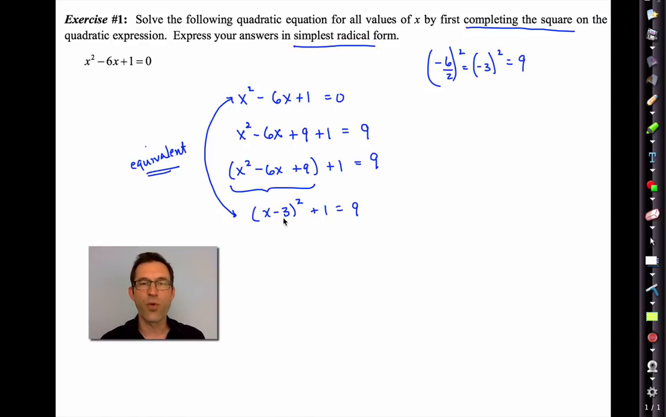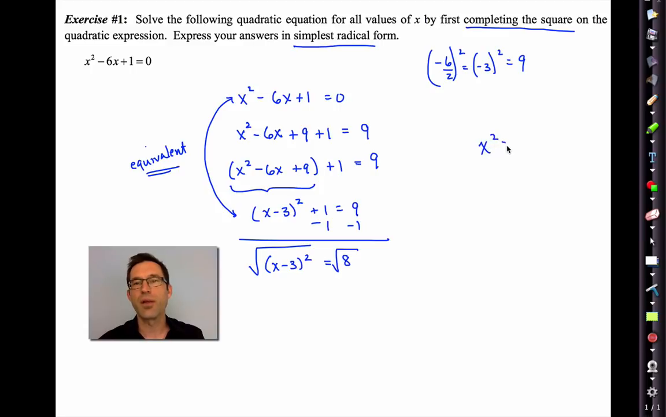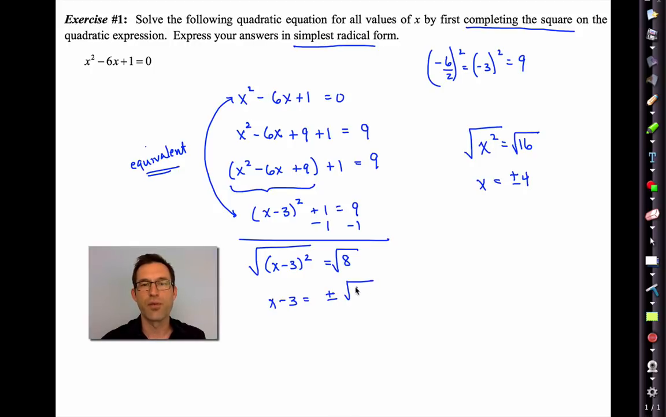And the beautiful thing about this form is that I can now solve for x by simply undoing everything that's been done to it, right? I've subtracted 3, I've squared, and I've added 1. So the first thing I'm going to do is subtract 1 from both sides. That's going to leave me with x minus 3, quantity squared equals 8. I'm now going to undo the squaring by taking the square root. But recall that if I have something like x squared equals 16 and I take the square root, I'm going to get x equals plus or minus 4. So I'm going to have the same thing here. I'm going to get plus or minus the square root of 8.